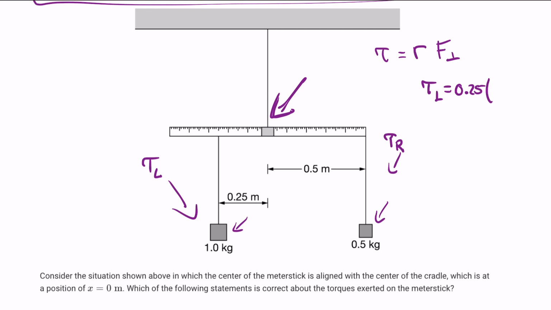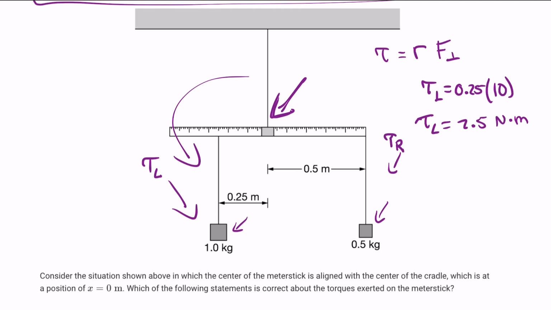If g is the acceleration due to gravity, which we're going to say is 10, and m is 1, we can just say 10 here. So that's 1 times 10. So then the torque generated on the left side of our meter stick is equal to just 2.5 Newton meters. That's great. So we're going to have a torque generated in the counterclockwise direction, equal to 2.5 Newton meters.